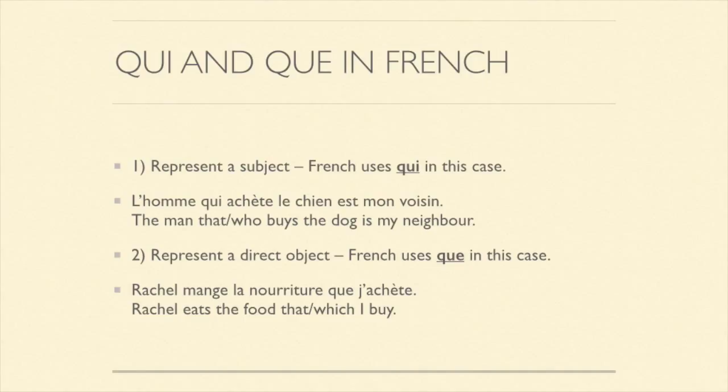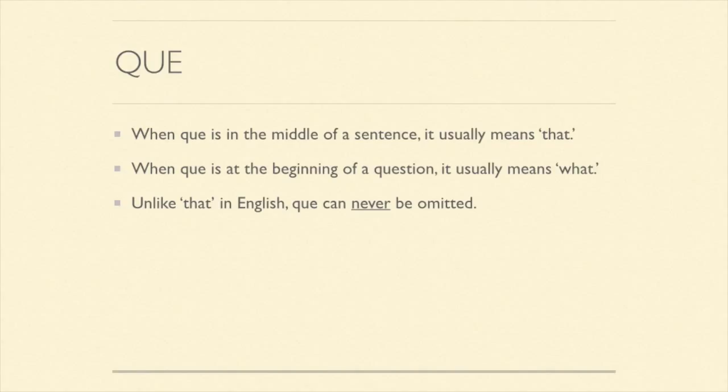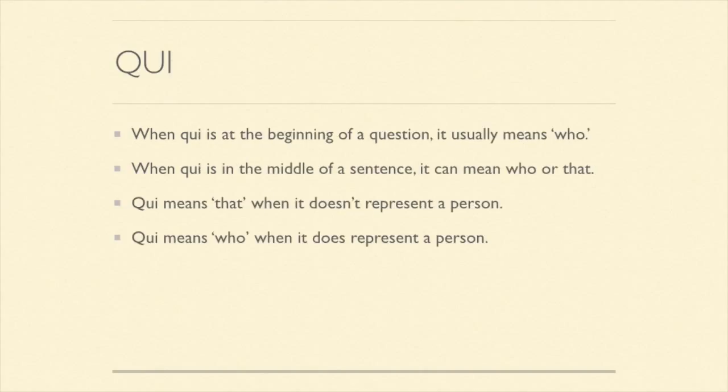And then the second instance is Rachel mange la nourriture que j'achète. Rachel eats the food that I buy, Rachel eats the food which I buy, or Rachel eats the food I buy. So whenever that is optional in English, you would use que. But whenever it's not optional, you would use qui. Whenever que is in the middle of a sentence, it usually means that. You'll also recall that que, when it's at the beginning of a question, is a question word, which means what. And unlike that in English, que can never be omitted. It always has to be in the sentence.